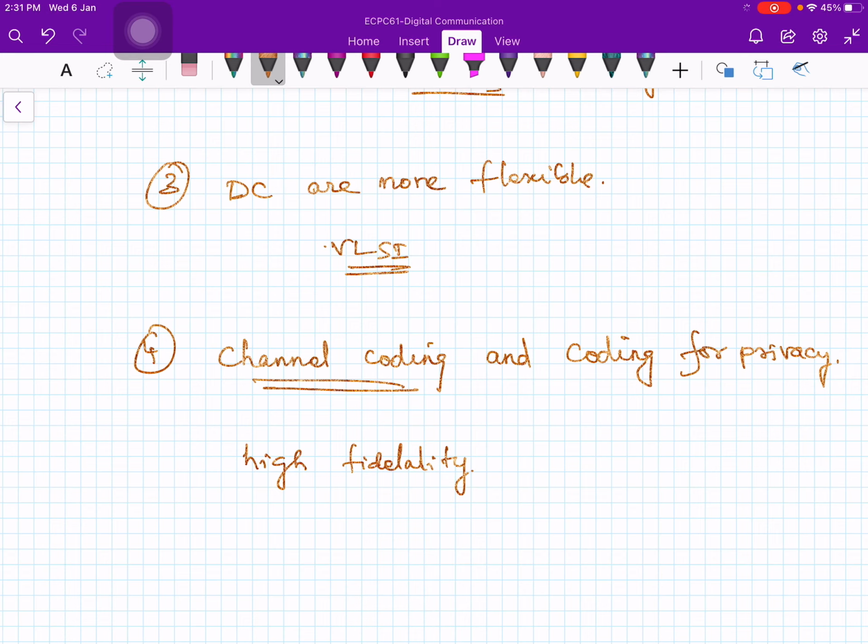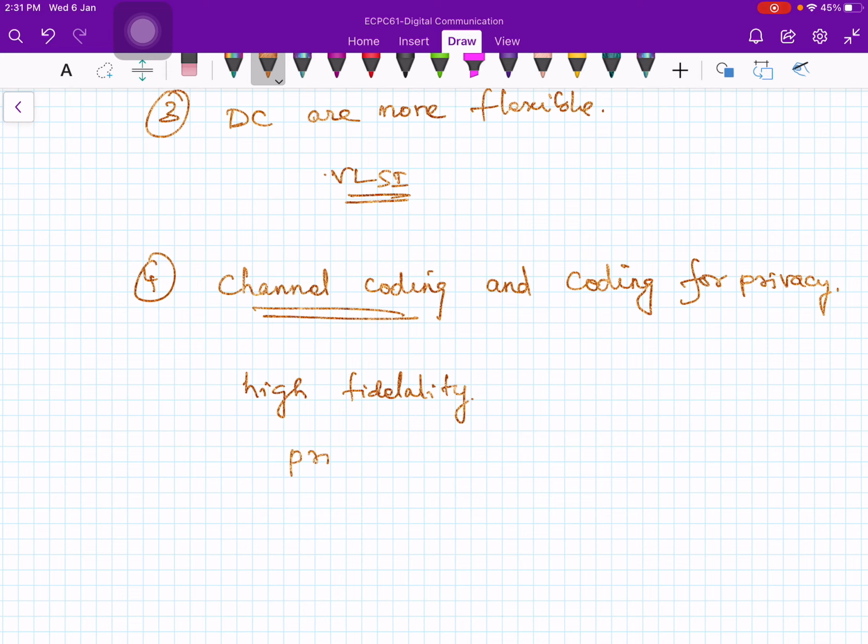Okay, so fidelity means the quality of being accurate. So it produces a very accurate signal at the receiver compared to an analog signal. And you can do the coding for privacy, especially for military communications. So all these things are possible in the digital domain. Well, it is not that these things are entirely impossible in the analog domain, but they are much more difficult to achieve and are not as effective as in the digital context. Also, coding can be done for other uses, like, as I said, privacy.